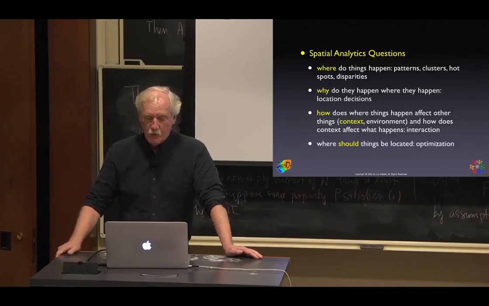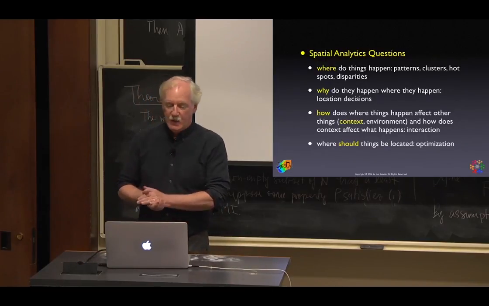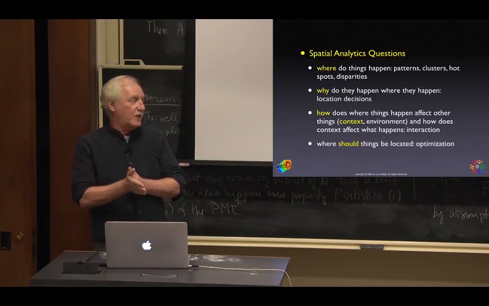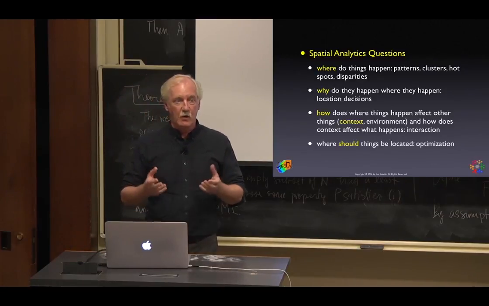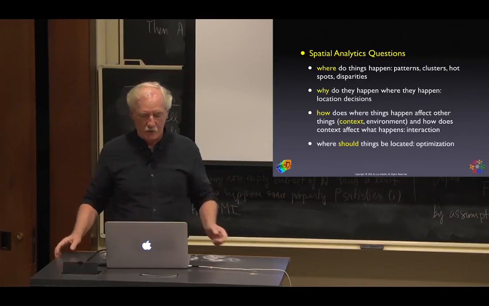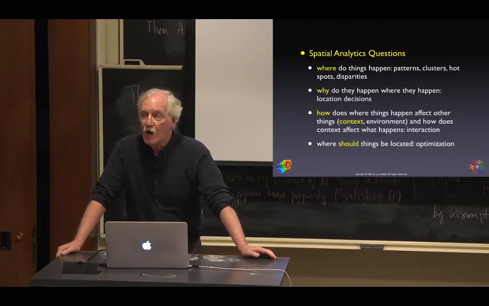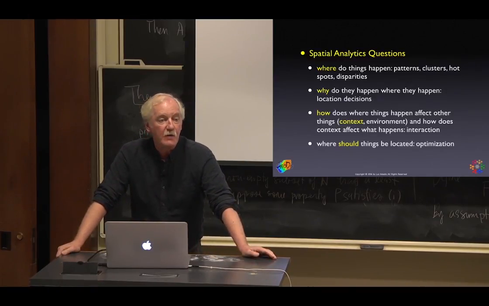So what do we do? What are the kind of questions that we ask? And I purposely put this way. This isn't very sophisticated, but this kind of gets it across at what it is that we're actually doing. So where are things happening? Okay, so we have to figure out locations, patterns, clusters, hotspots, disparities in space.